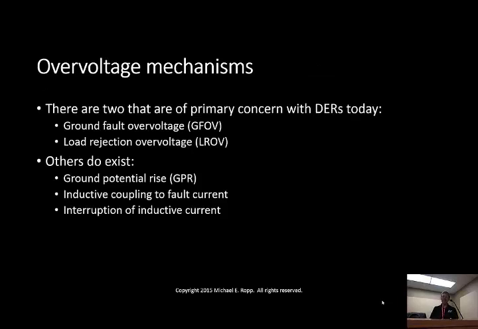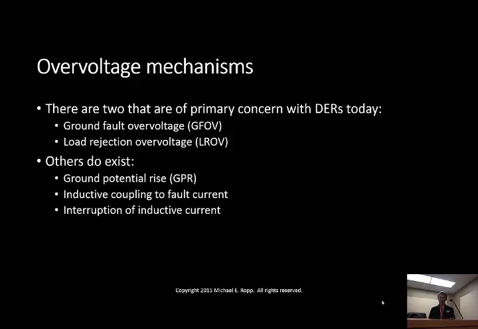There are two key overvoltage mechanisms that we're going to talk about today because they're the ones most important for us as we're looking at some of these DER deployments. And that's ground fault overvoltage and load rejection overvoltage. We'll define them both in a minute. I wanted to point out that there are other mechanisms that do exist.